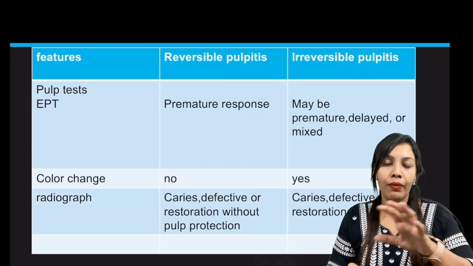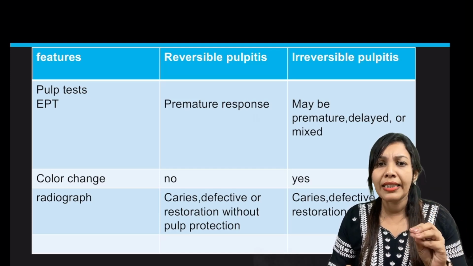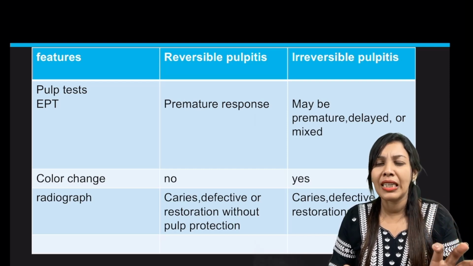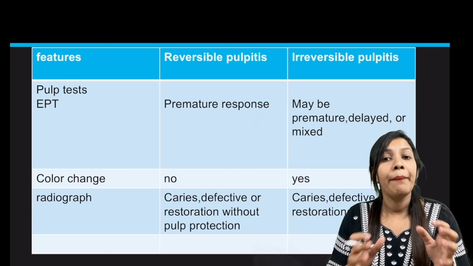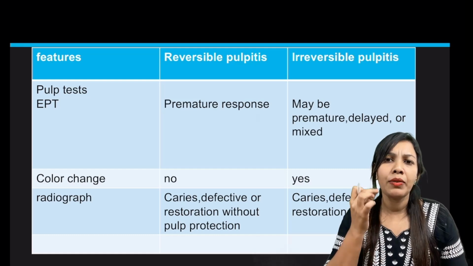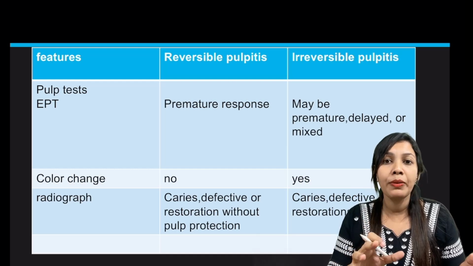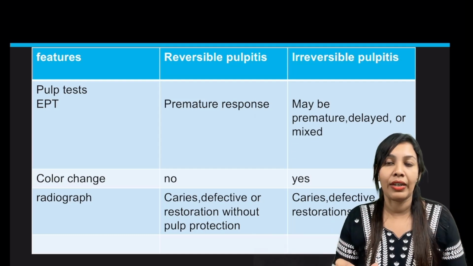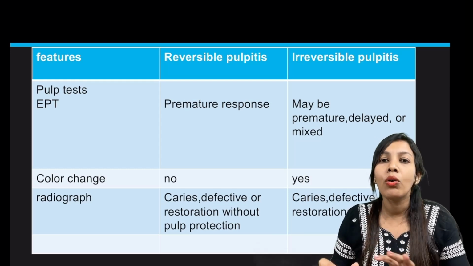So again, when we give the tests, as I said earlier, in most of the cases all the tests will be normal, or a premature response will be seen in reversible pulpitis. But in the case of irreversible pulpitis, there might be a delayed, premature or mixed response. Sometimes when we apply the electrical pulp test, the patient shows an exaggerated response, showing that the pulp is so inflamed. Everything will be exaggerated. If it has gone necrotic, there might be no response.